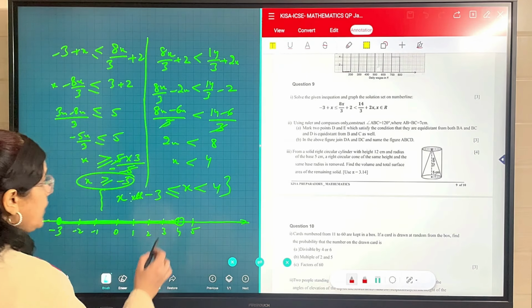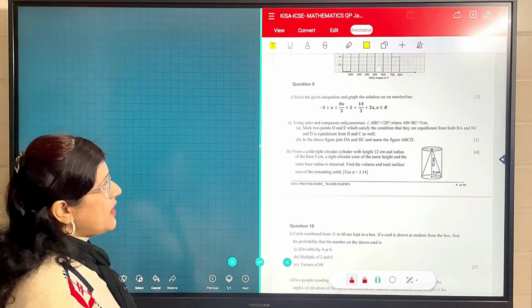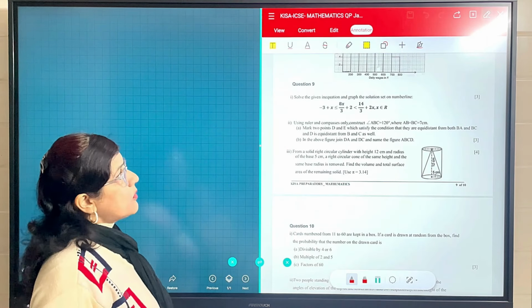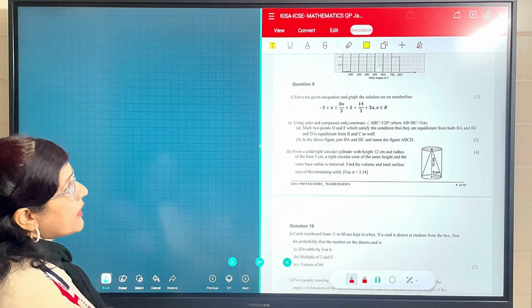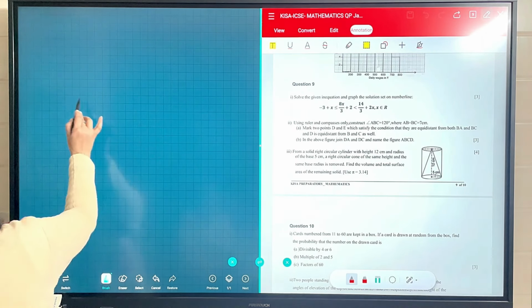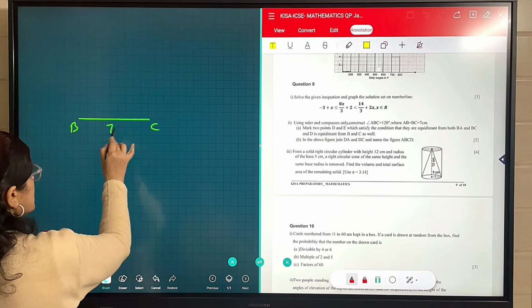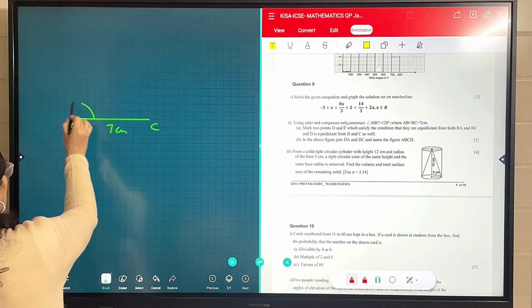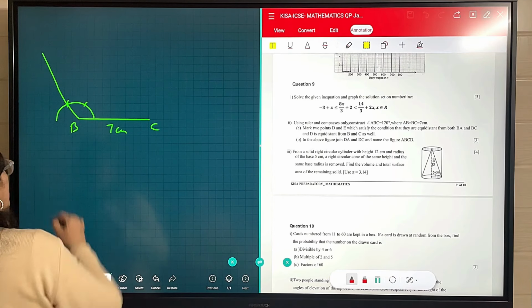Now the next part, again from the construction topic. Generally from the construction chapter, one question is there in the complete chapter. Using ruler and compass only, construct triangle ABC with angle ABC equal to 120 degrees, where AB and BC are equal to 7. So we have to draw BC equal to 7 centimeter, and angle ABC is given as 120, which means we have to draw an angle of 120, so 60 and 60 again, so it is a 120 degree angle.